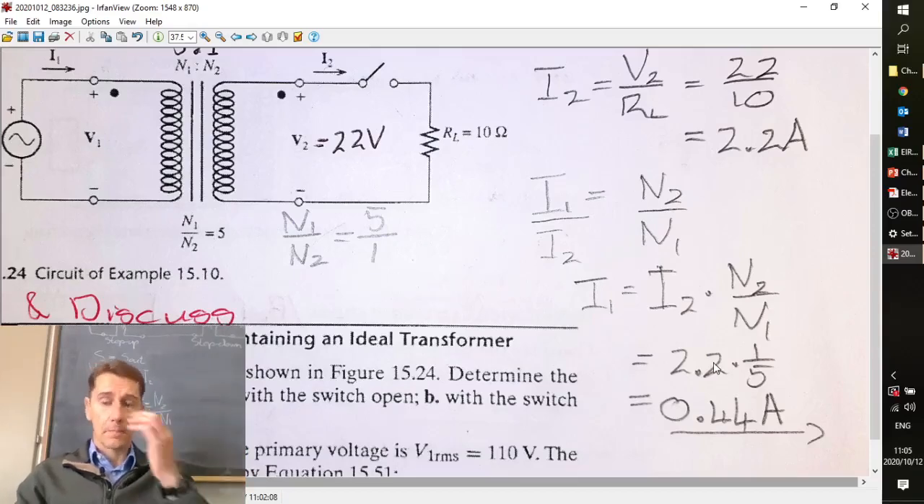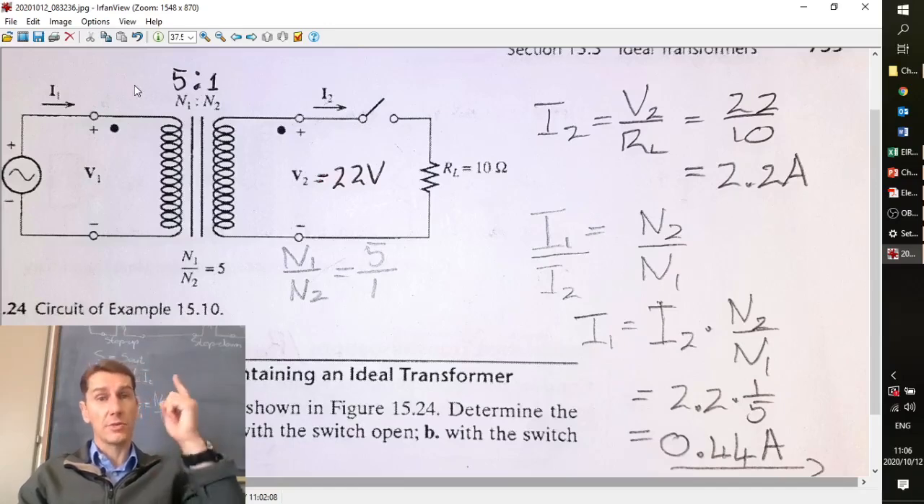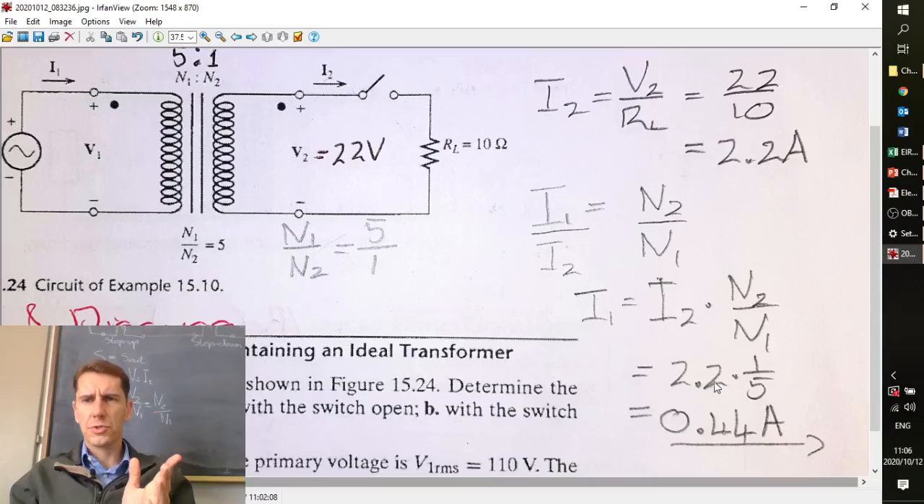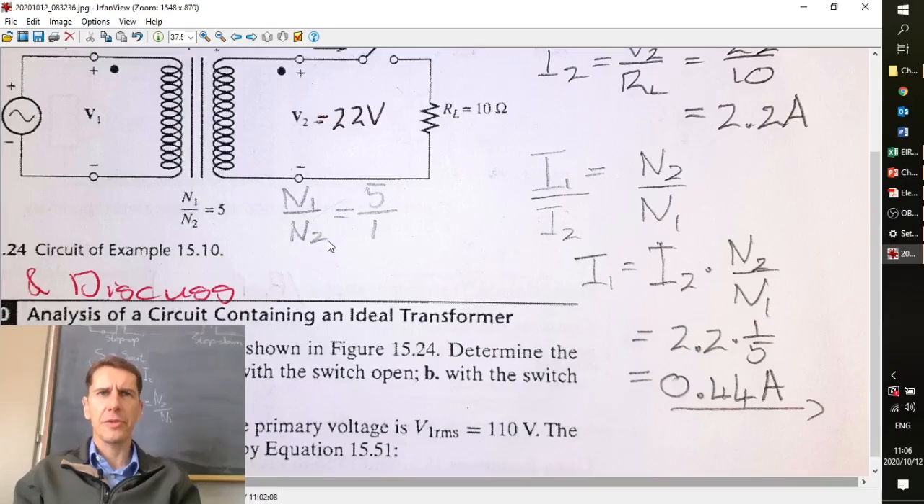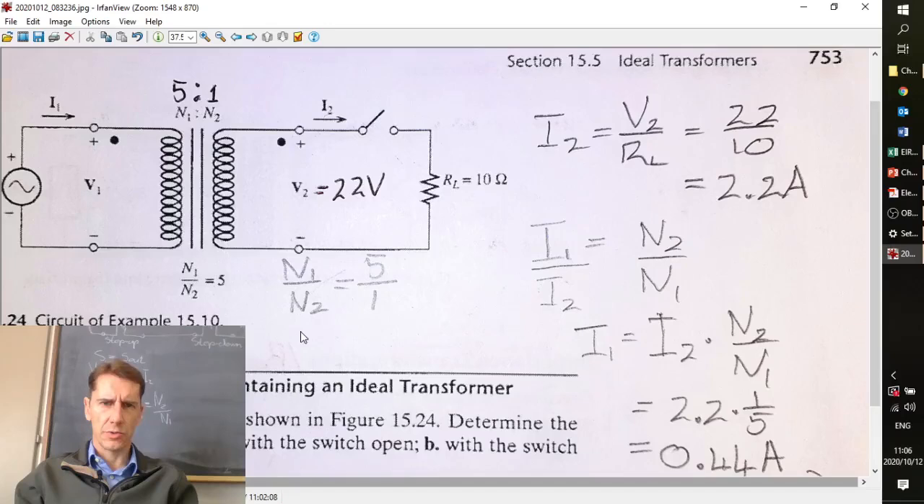Now the current is going to go up. Okay, it gets multiplied. Sorry, the current comes down. So if we go from load to supply side, secondary to primary side, the voltage goes up. If voltage goes up, current must come down. So 2.2 divided by 5, the inverse of the turns ratio, gives 0.44 amps. Now I think what's important is that this gives you all the voltages and the currents with the switch open and the switch closed.